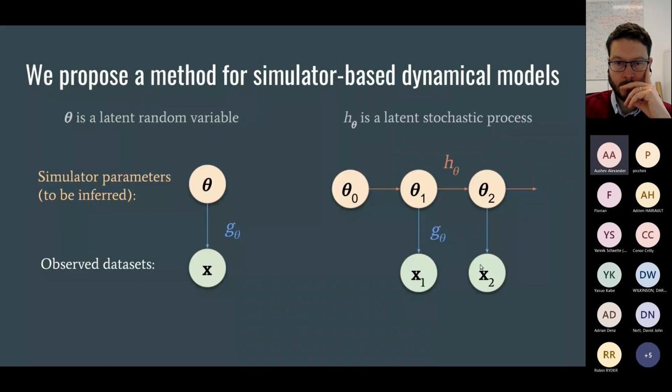We have multiple observations at different time steps, x1, x2, etc., and we have the constant simulator. Constant meaning that it remains the same throughout the whole time series, and which essentially can be represented as a state space model.